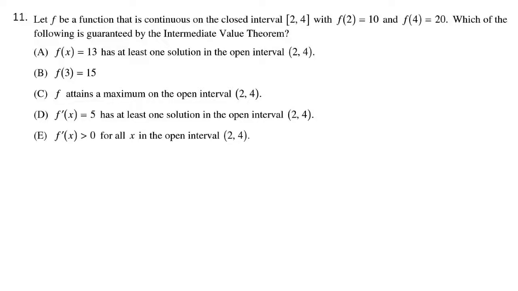Okay, so for number 11, we have a function that is continuous on the closed interval from 2 to 4, and as soon as it starts giving me information like this, I like to graph these. So f at 2 is 10, so that's the ordered pair 2, and then up to 10. So I have a point here, and then I have 4, 20, so let's go over to 4 and up 20. Okay, so I need to extend this line a bit. So here's 10, here's 20, and here's 2 and 4.